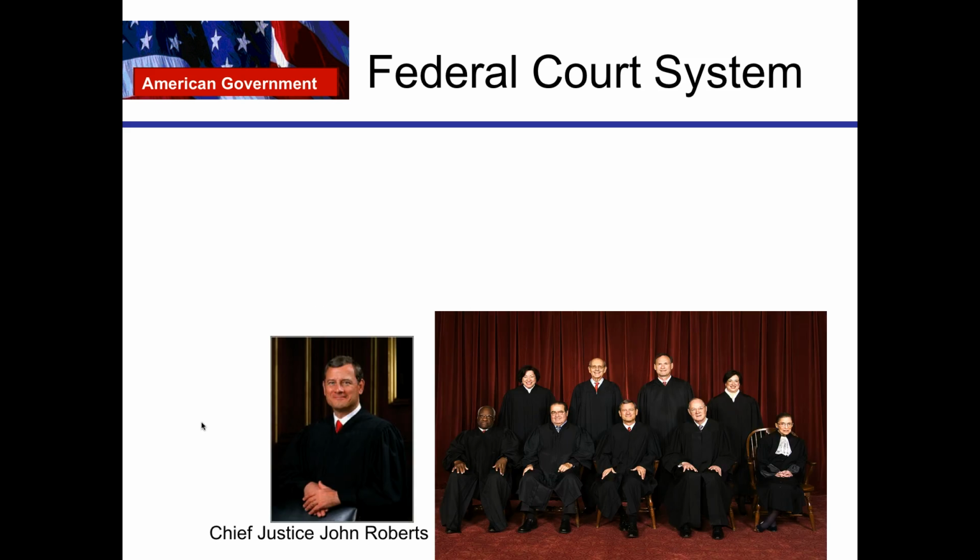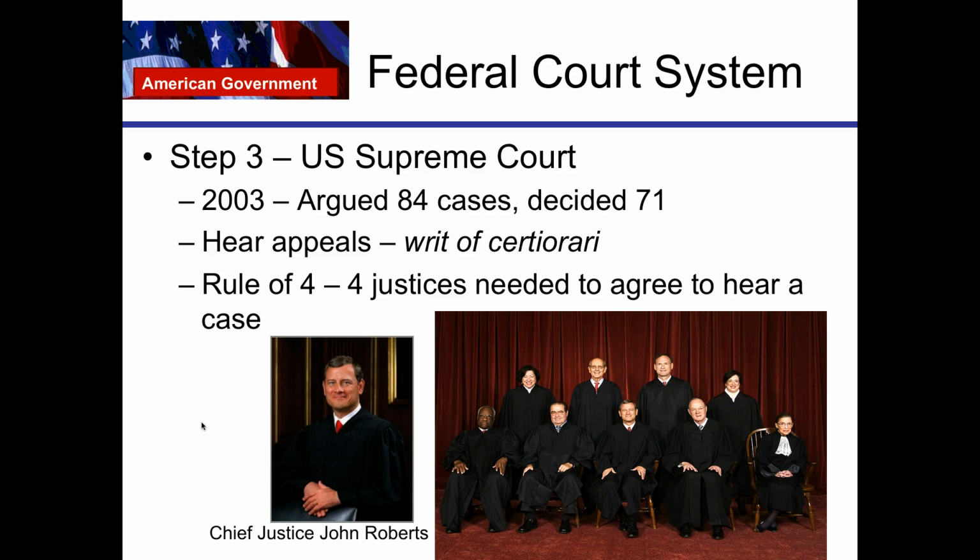And then step 3 is the U.S. Supreme Court. There are 9 members of the U.S. Supreme Court. They will generally hear things on appeal. Associated with this is what's called the writ of certiorari, where the Supreme Court will issue this writ if they want to hear a case. And 4 justices need to agree to hear a case, and this is called the rule of 4. So ultimately, it's going to take 4 justices to agree to hear a case, and then it's going to take 5, or the majority of the 9 justices, to make a decision on the case.